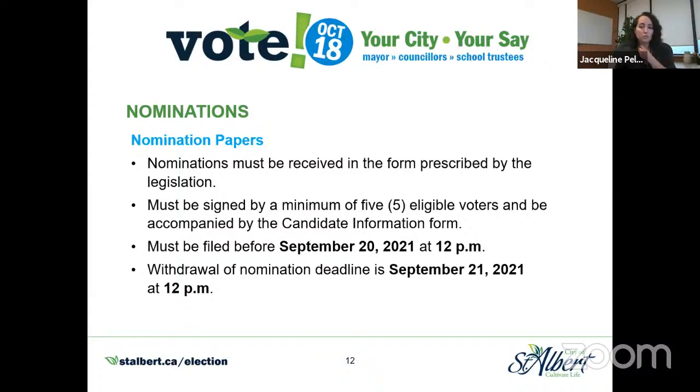So please note that once a person has filed their nomination papers, they can withdraw from the running at any point until September 21st at 12 noon. So that's 24 hours after the close of nominations.